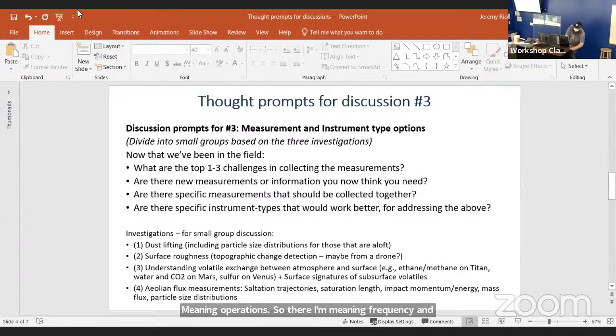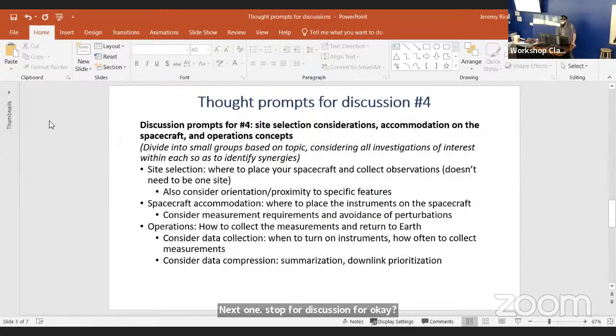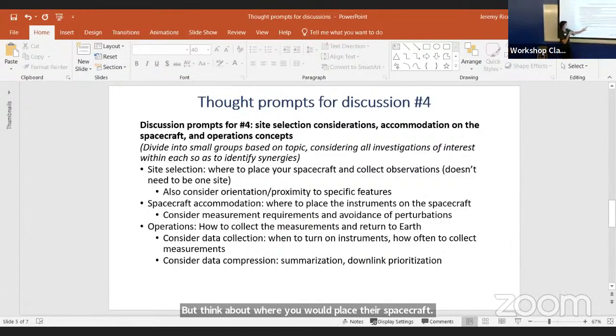So next one, thought for discussion 4. Okay, so what we're going to do is divide into 3 groups. So site selection, where to place your spacecraft and collect the observations. It doesn't need to be one site. It doesn't have to be on the ground. Unfortunately, I don't think we got our helicopter experts into this meeting, but if anyone online or here does know about helicopters or drones or balloons or anything like that, you don't have to be on the ground. But think about where you would place your spacecraft. Consider orientation and proximity to specific features.